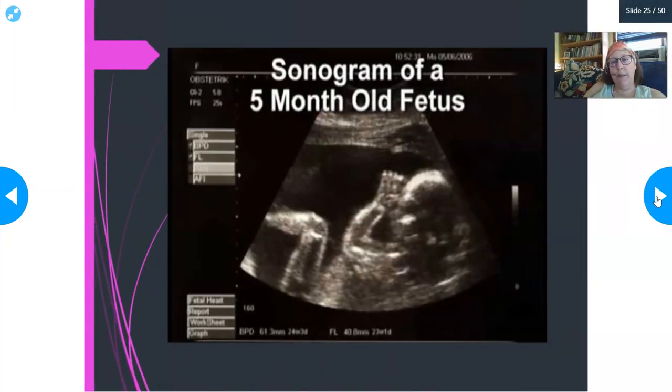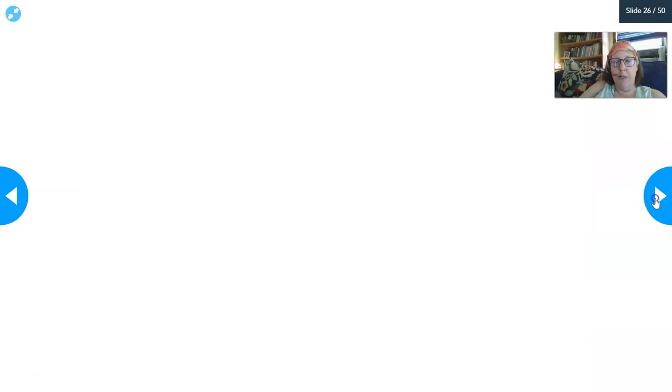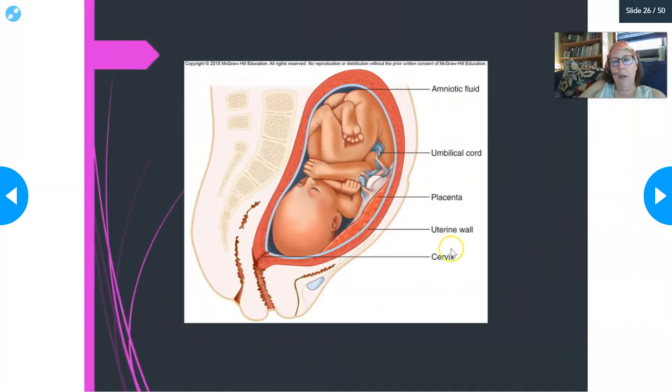So this is a sonogram of a 5-month-old fetus. There are some even better ones out there now. As it gets time for birth or near birth, the head should be down and butt up, and you can see the placenta here.